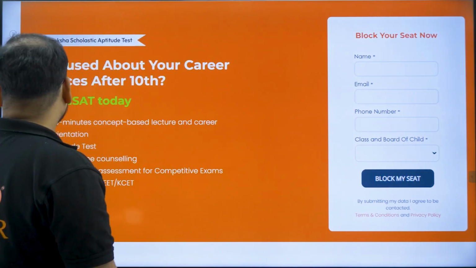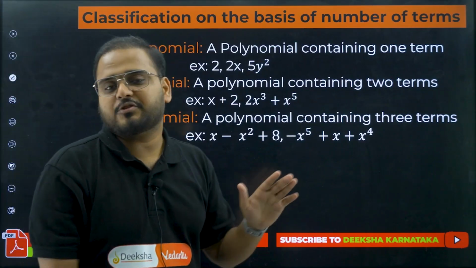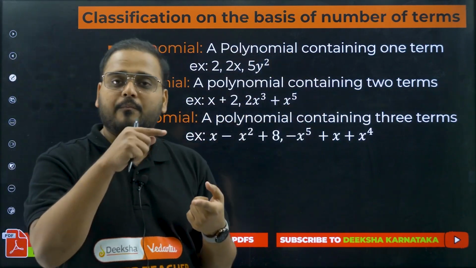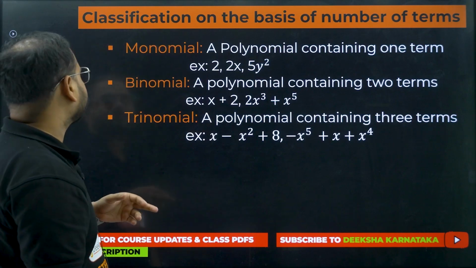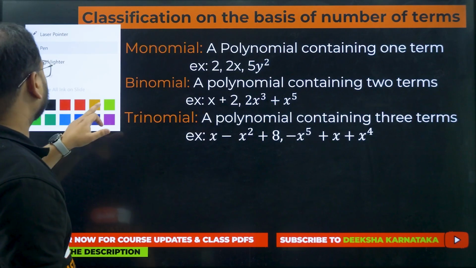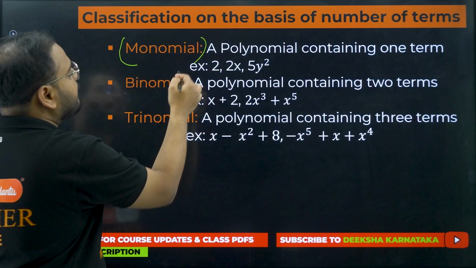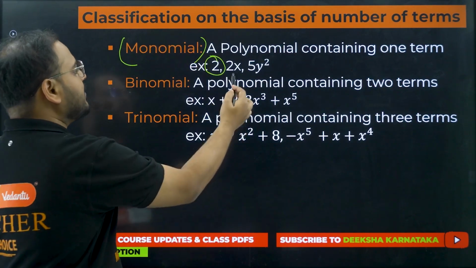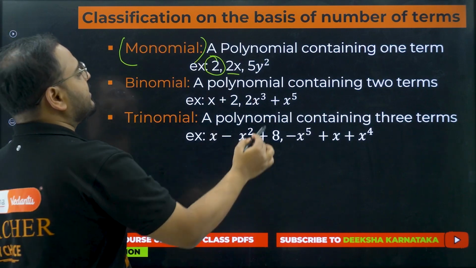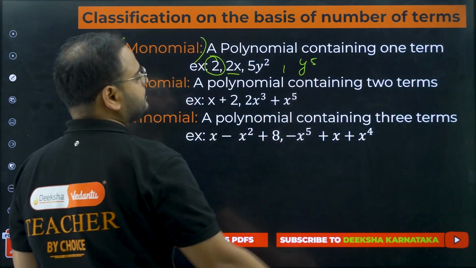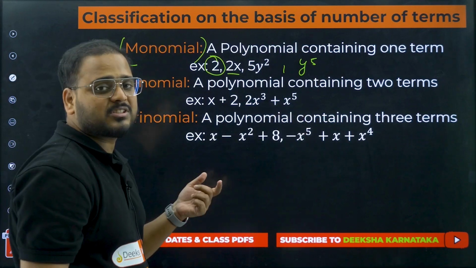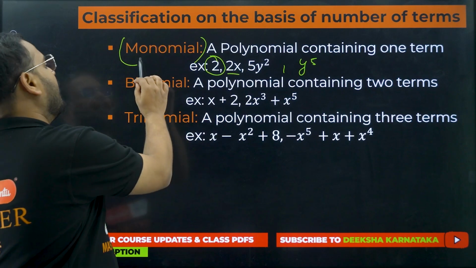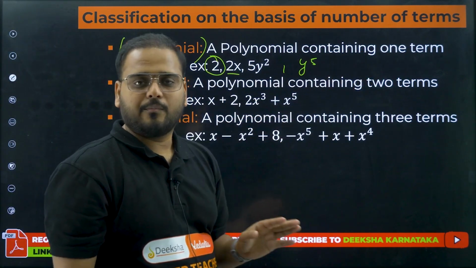Moving on, let's see classification. We were talking about polynomials, so classification on the basis of number of terms. First one, monomial. Monomial means whenever you have only one term, whether it is a constant, a variable, or y power 5, anything, degree doesn't matter. If the term is only one, we call it a monomial. A polynomial containing only one term is a monomial.